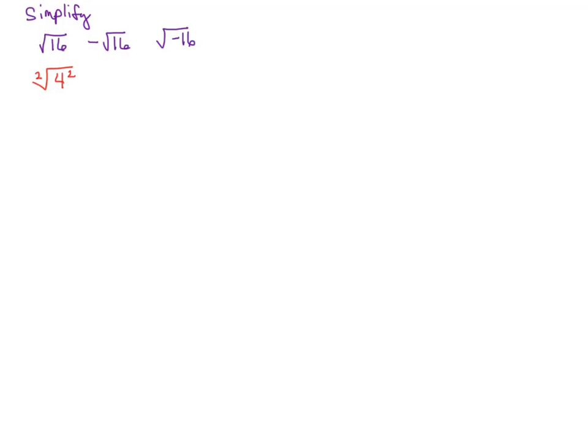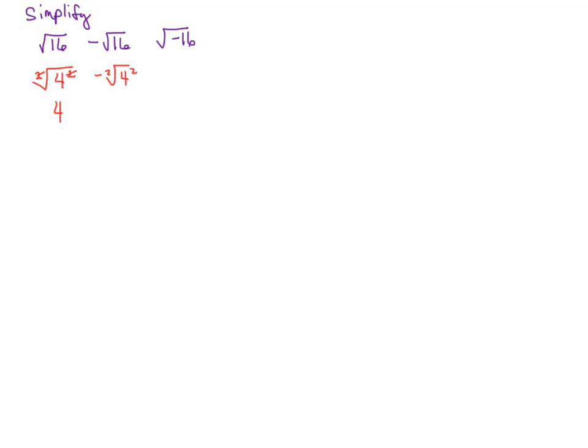So the first thing we'll do is realize that a square root really has an index of 2, and we'll rewrite 16 as a perfect square. So we have the square root of 4 squared. The 2's cancel, leaving us with 4.